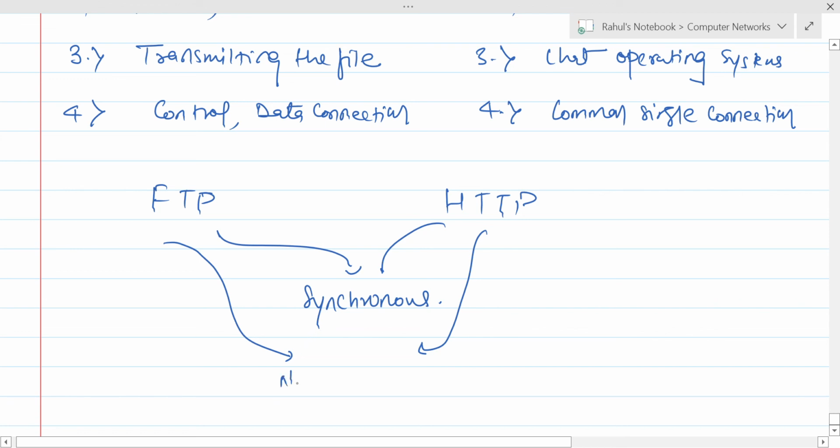Both use non-store and forward technique with the help of mediating servers. That is why they are called stateless protocols. Right, that is why they are called stateless protocols.